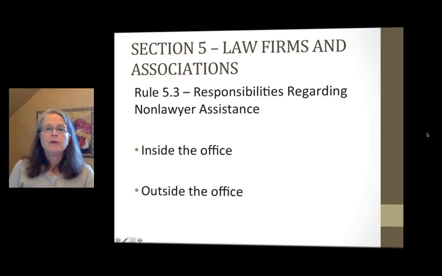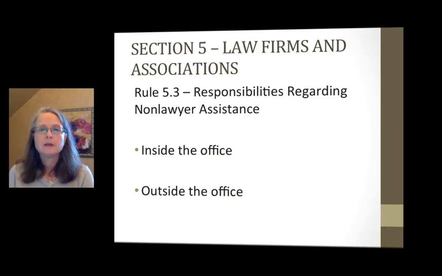And finally, what about non-lawyers that work with you? One thing you should note is that for purposes of this rule, disbarred and suspended lawyers are considered to be non-lawyers. You can hire them to do the work that a law clerk would do. They cannot give legal advice or work as a lawyer.